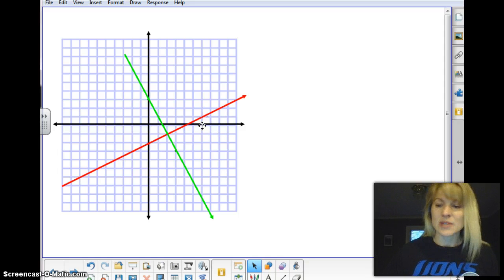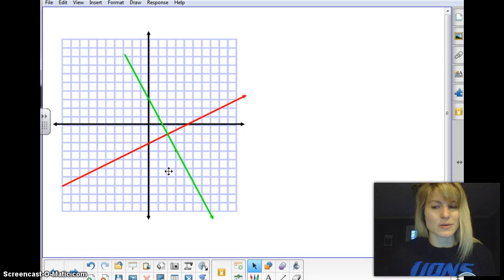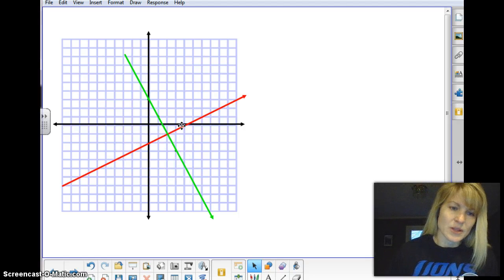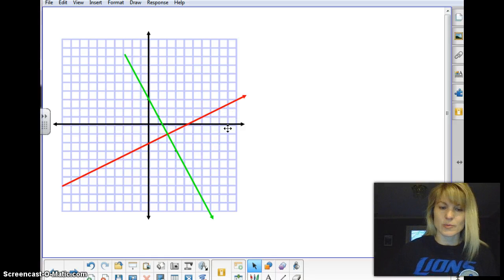Here we can see, and sometimes it's hard to tell. When we do these on your calculator, you really have to rely on your knowledge of slope and y-intercepts because the graphics on the calculator don't always show a 90-degree angle very well. So you have to rely on your math skills. But this is at a 90-degree angle. So therefore, these are perpendicular lines. Okay.